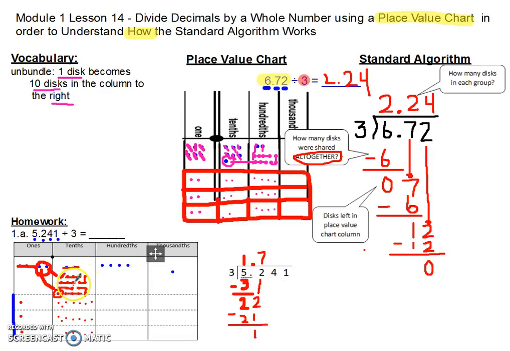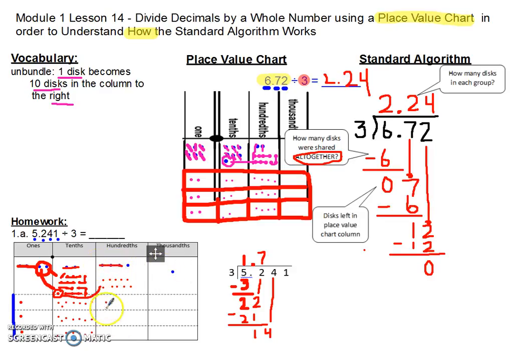So now I'm going to ask myself, how can I keep sharing that number? And it is to unbundle. So this 1 will now become 10 over here in the hundredths. Then to check and make sure, I drop down my 4. And this 14 should match how many I have in my hundredths, which it does. So now I can continue sharing out.